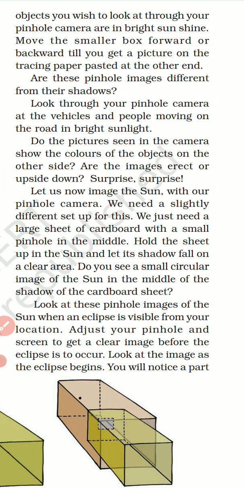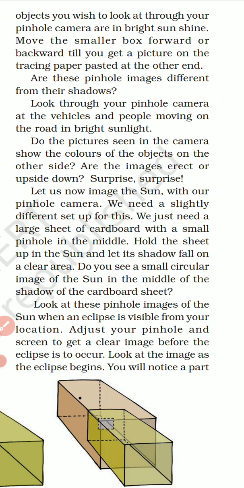We need a slightly different setup for this. We just need a large sheet of cardboard with a small pinhole in the middle. Hold the sheet up in the sun and let its shadow fall in a clear area. Do you see the small circular image of the sun in the middle of the shadow of the cardboard sheet?